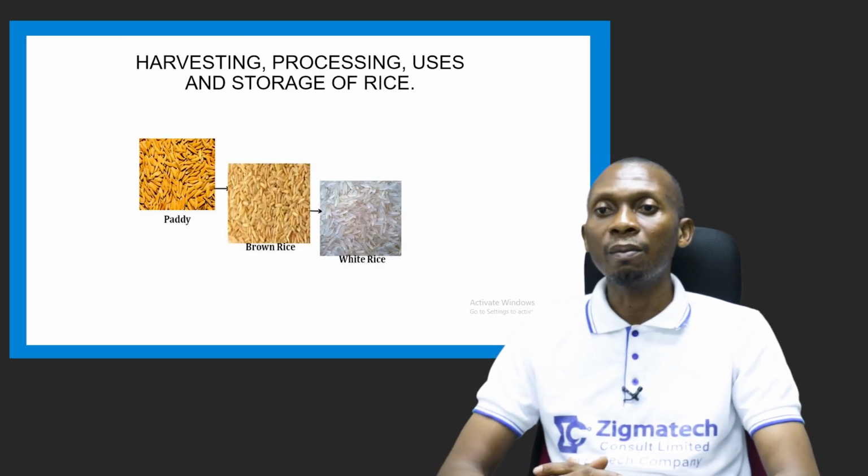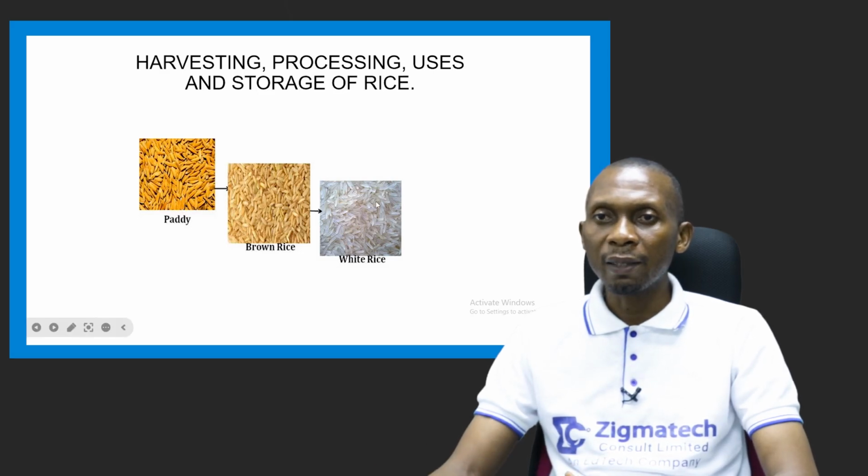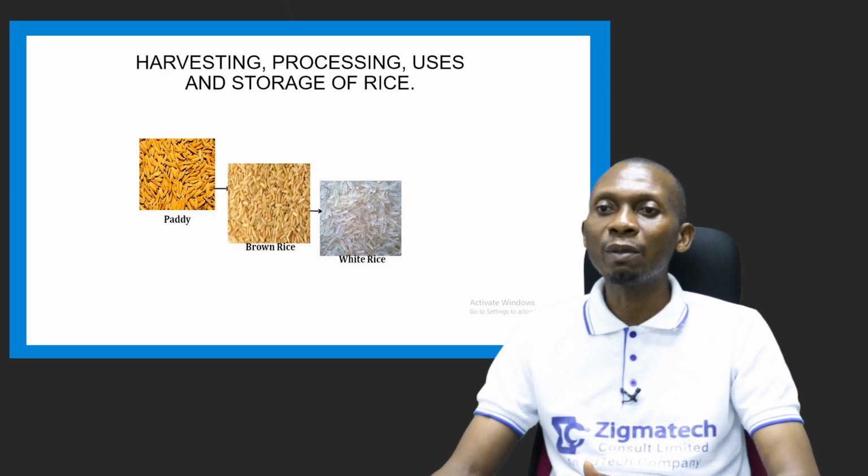So these are some examples for us to see. This is the paddy rice. You can see the brown rice after the husk has been removed. Then when the rice has been polished, you see, this is white rice.